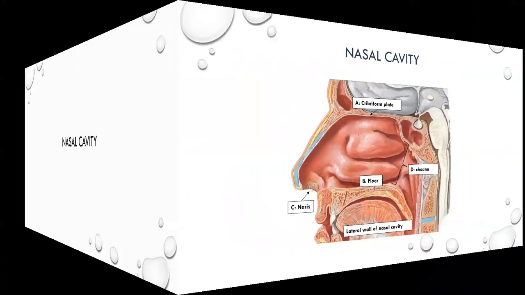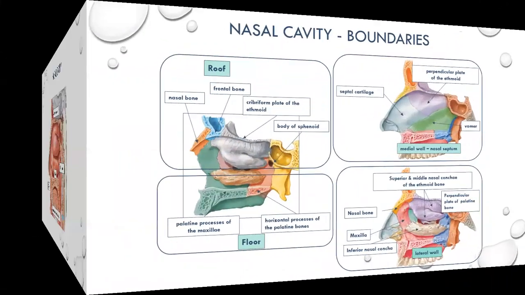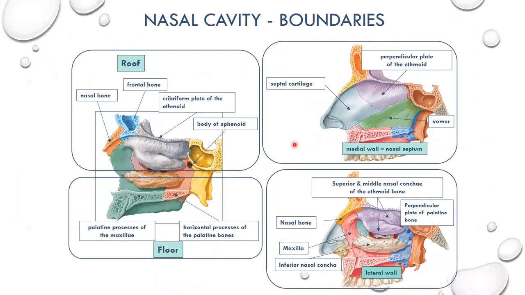Now we go to the nasal cavity. This is the nasal cavity. The roof is here, the floor, the nares, the opening, and choana. Choana is actually the opening of the nasopharynx. Remember our pharynx has three parts: nasopharynx, oropharynx, and laryngopharynx. The opening of the nasopharynx is known as choana. All right, let's go into detail about the boundaries.